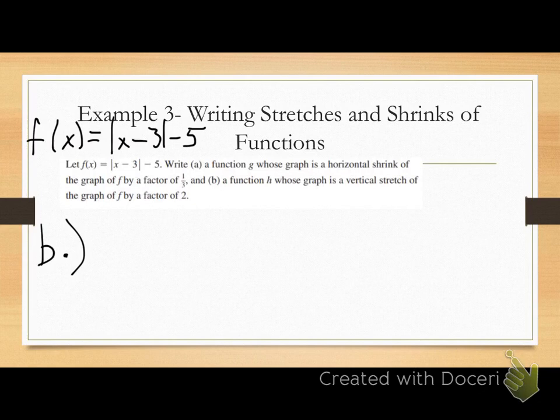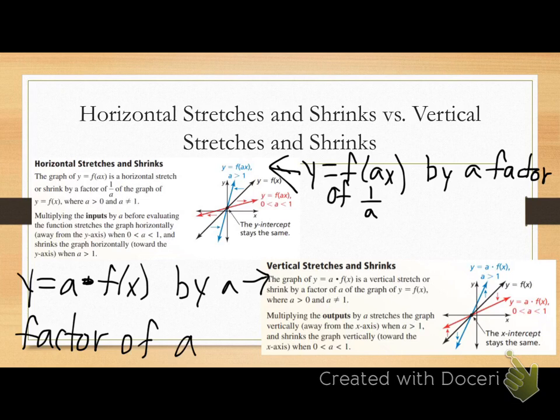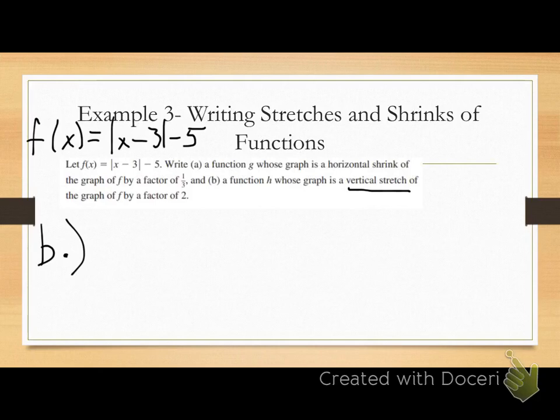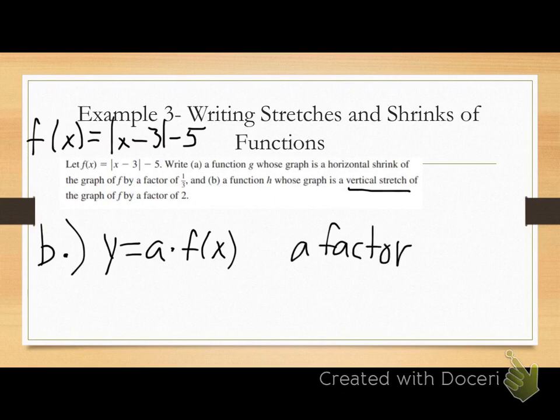Okay, write a function h whose graph is a vertical stretch of the graph of f by a factor of 2. So what kind of stretch or shrink is this? It's a vertical stretch. So which formula am I using? Y equals a times f of x, by a factor of a. So what's my a value here? What's my factor in the problem? 2. By a factor of 2.